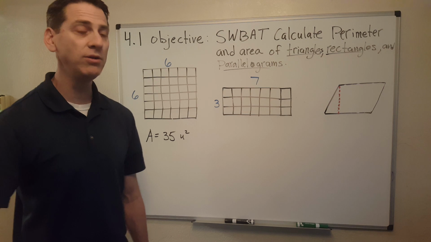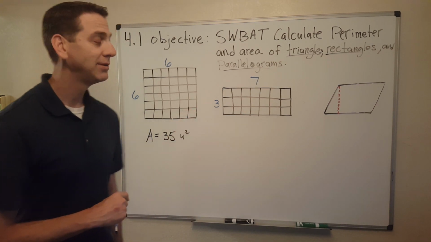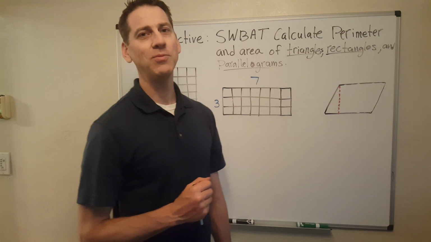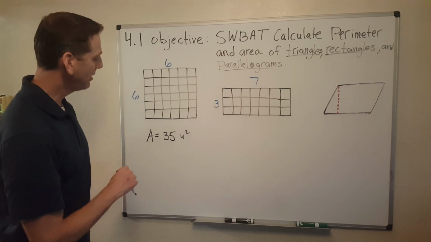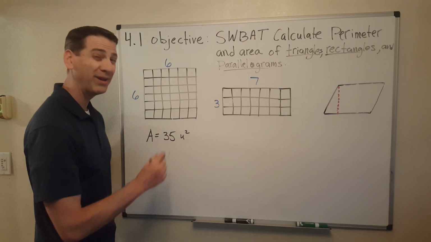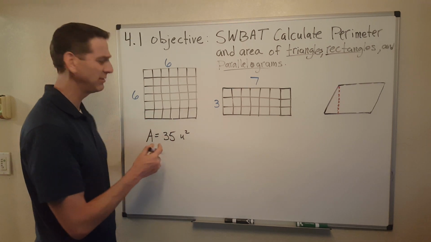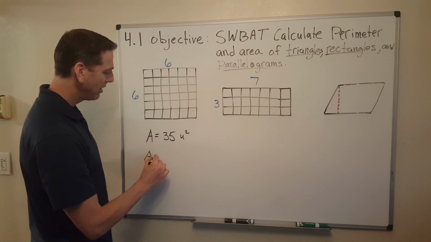Why do we call them square units? Well, because each one of these units is a square. So that's the long way. We don't want to do it that way. There's a quicker way. Many of you know this formula, but it is such an important formula. I really encourage you to memorize it. I could find the area of any rectangle.